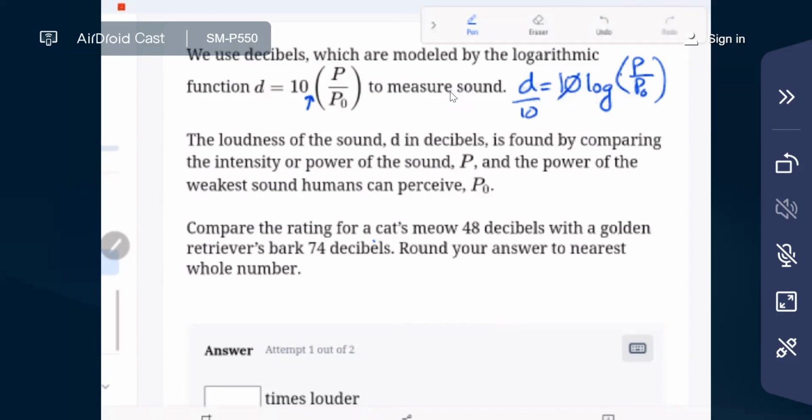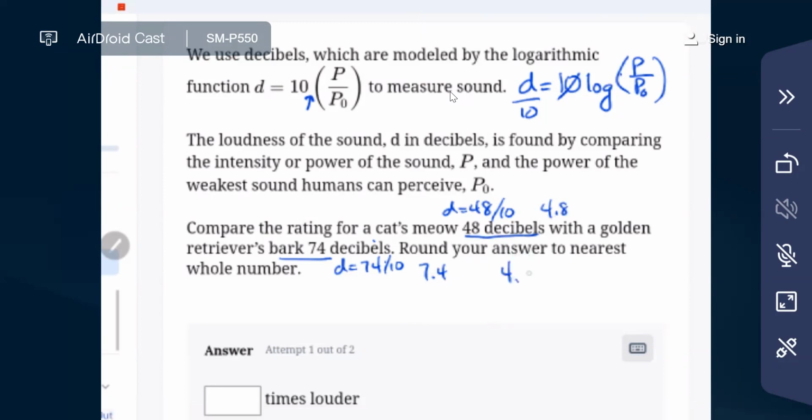All right. And so the first thing we're going to do, notice this is our cat. Our cat is D equals 48, and our dog is D equals 74. And so the first thing we're going to do is divide those by 10. All right, so divide those by 10. And so we get 4.8 and 7.4. All right, and I'm going to go through these steps here, but there's a shortcut here, but we'll talk about that in a minute.